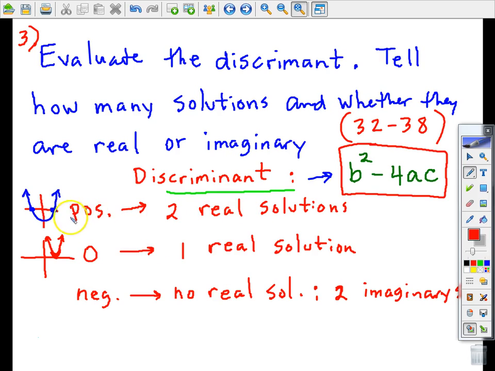Well, if 2 real solutions means 2 x-intercepts, 1 real solution means 1 x-intercept, what do you think no real solutions means? That means no x-intercepts. So we're going to have a graph that does something like this. I mean, it could do any number of things, but maybe it does that. It doesn't cross the x-axis at all. Maybe it does this. However you can think of a parabola that doesn't cross the x-axis, that's what we mean by a discriminant that has no real solutions. It's negative.